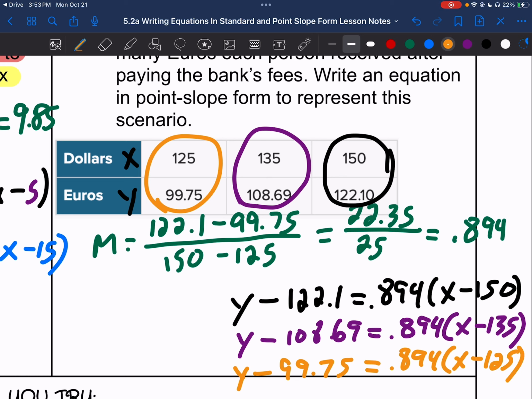Now, I don't care which of the 3 points you choose. As long as you write it appropriately and correctly, it does not matter which point you use in your solving. Either way, I am good with it.